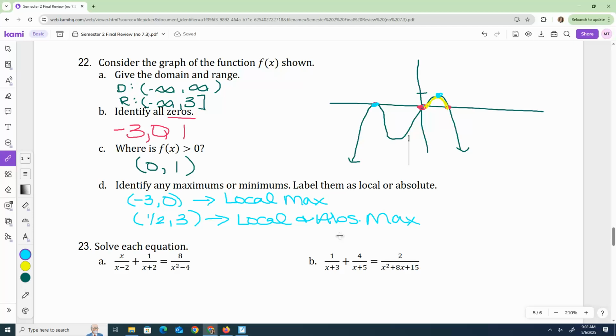So any max needs to be a local max, and then if it's the true max, it needs to be absolute, as long as it's not an endpoint. So, like, if this were an endpoint down here, that would be an absolute min, but it wouldn't be a local because there aren't points on both sides to compare it to. Any other time it would be both.